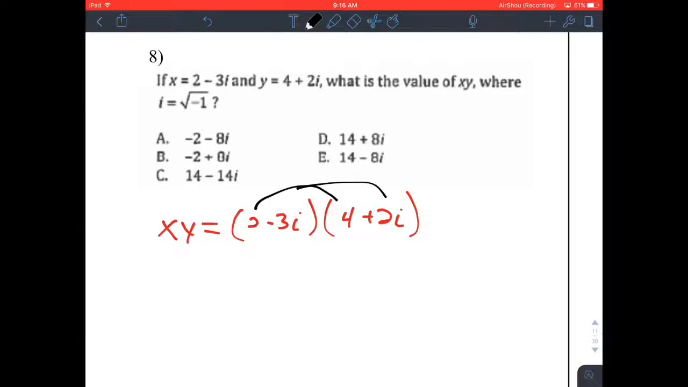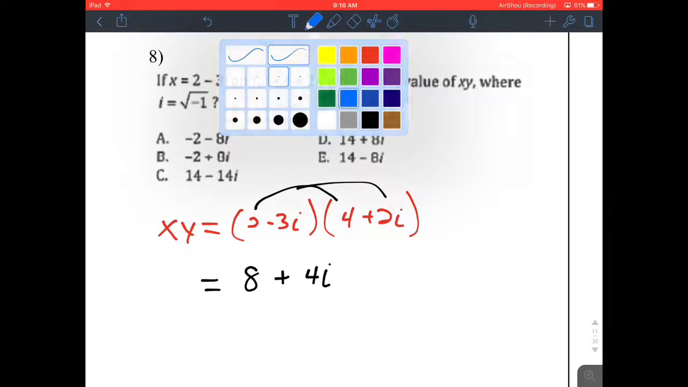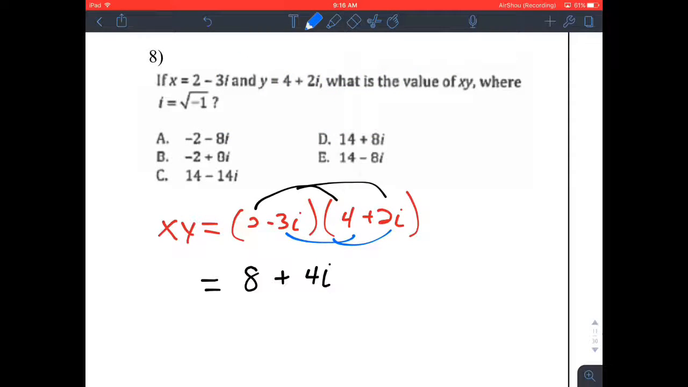We're going to multiply 2 by each of those terms. 2 times 4 is 8, plus 2 times 2i is 4i. Going to multiply negative 3i times each of these terms. Negative 3i times 4 is negative 12i. Negative 3i times 2i is negative 6i squared.